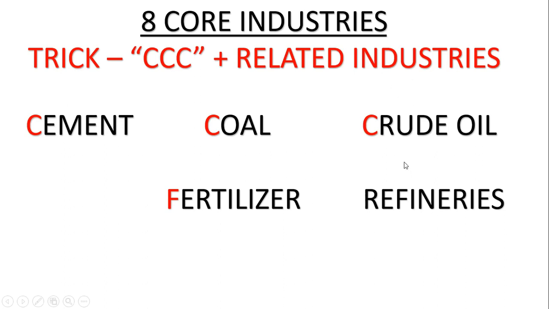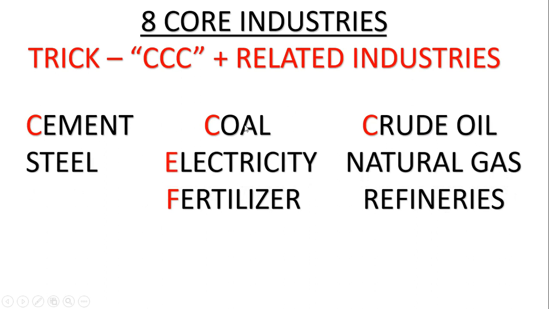Now related to this, what all is there, you write. Crude oil means what? Crude oil, and one more thing is natural gas, and then refineries. So in one line, if you study, 3 industries will be there. Coal, when you think of coal, with that we generate electricity. And cement, steel. For construction, you need cement and you need steel. So after you write the 3 things, I'm just helping you with a trick to learn it by heart. Cement, coal, and crude oil. Then cement related is steel, coal related is electricity, crude oil related is natural gas and refineries.